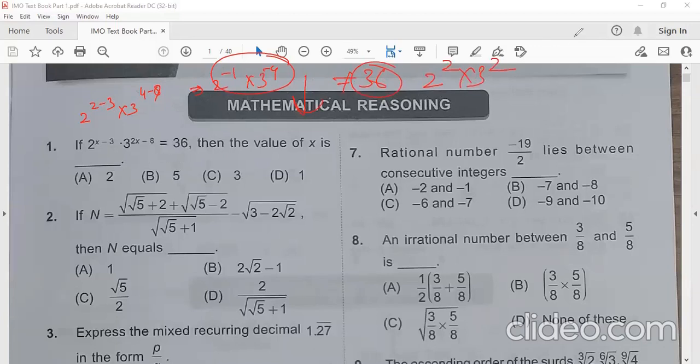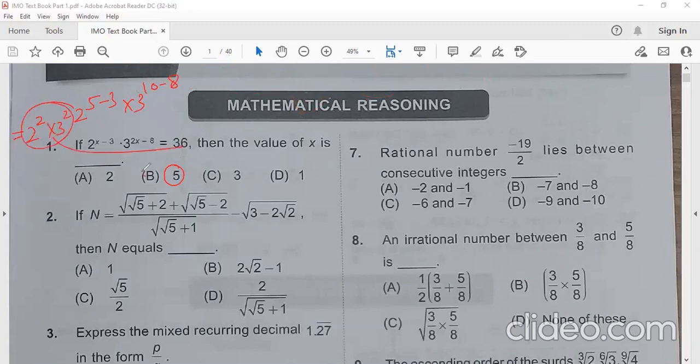Now put x is equal to 5. So 2 raised to power 5 minus 3, into 3 raised to power 10 minus 8. Here we are getting exactly 2 raised to power 2 and 3 raised to power 2. In this way, 5 will be the correct option. So with the help of options you can check, or you can solve manually.